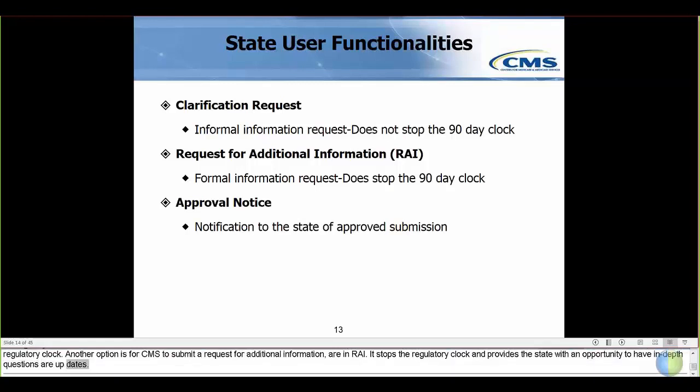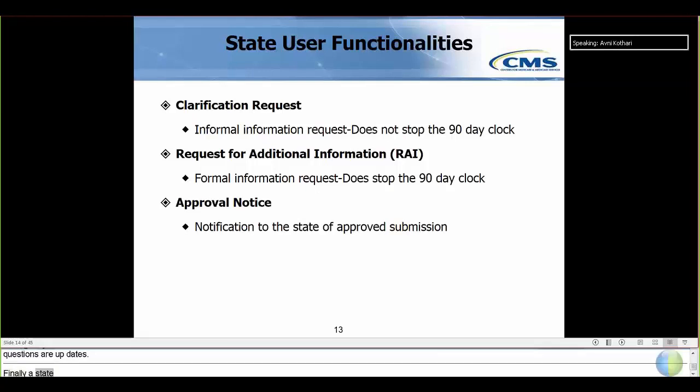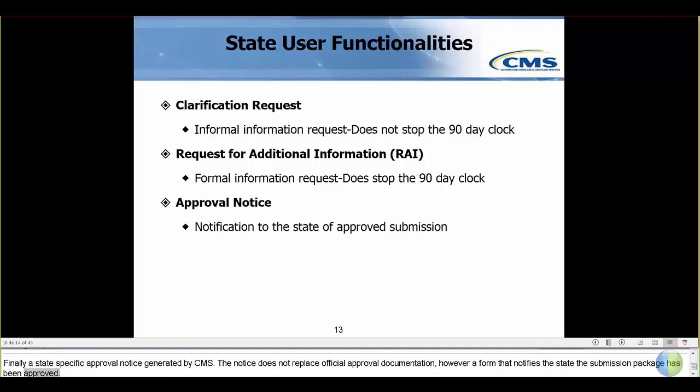Finally, a state-specific approval notice is generated by CMS. The approval notice does not replace official approval documentation. However, it is a form that notifies the state that their submission package has been approved. It is a part of the official record of the package and can be viewed by the state following approval.